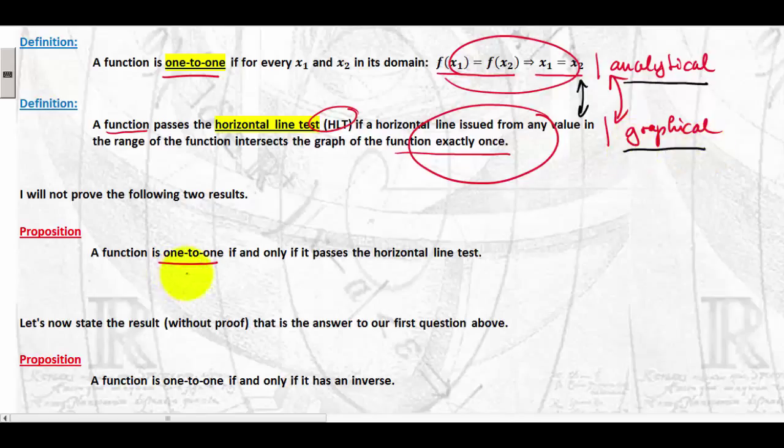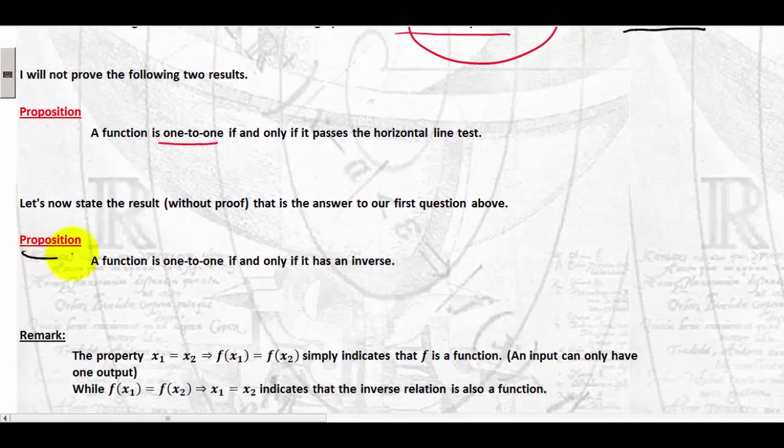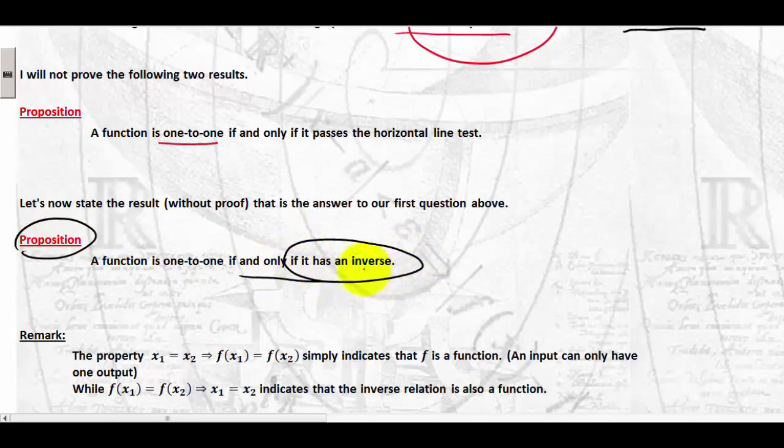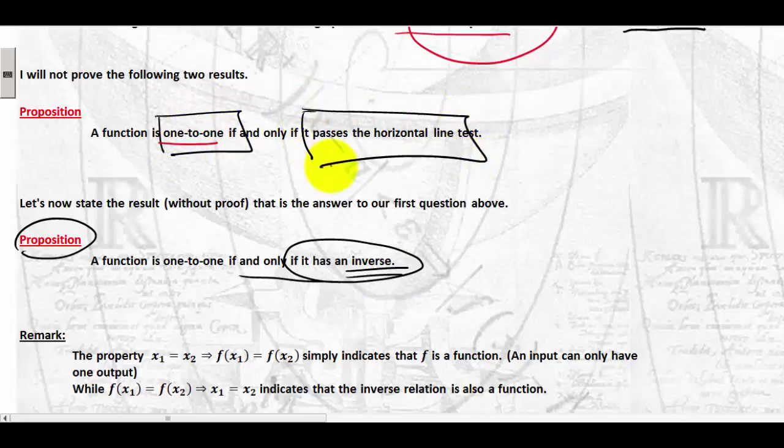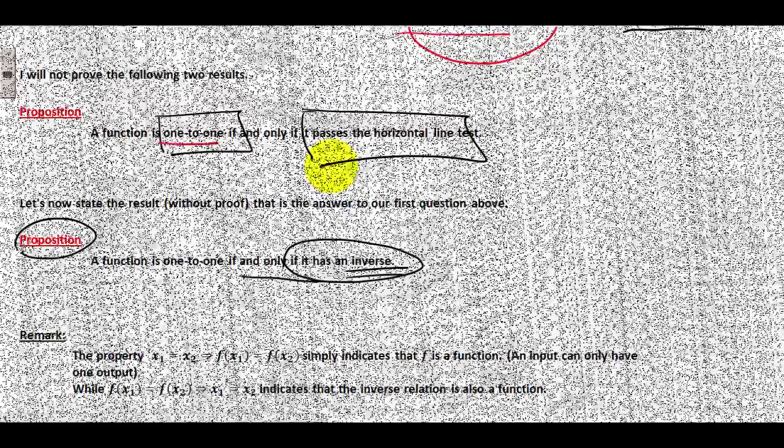Now, a function is one-to-one if and only if it passes the horizontal line test. Okay, got it. And the second one, which is the answer to our first question, a function is one-to-one if and only if it has an inverse. So now I know when a function has an inverse. If it's a one-to-one function, that means two things. Either it's one-to-one, or this is the same thing as it passes the horizontal line test. Alright guys, let's go over some examples now.